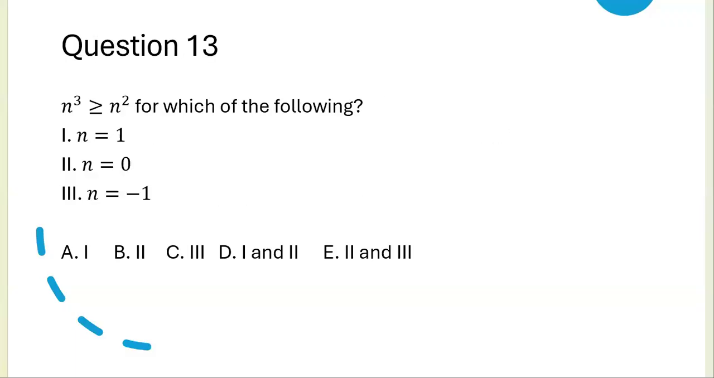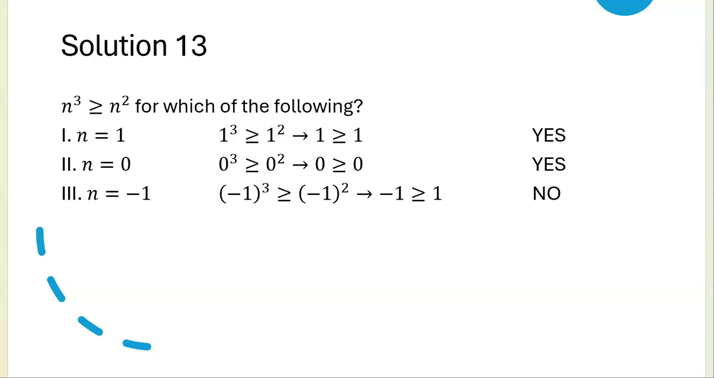13. n cubed greater than or equal to n squared for which of the following? Well, if n is equal to 1, you get 1 is greater than or equal to 1. That's true. 0 is greater than or equal to 0. That's true. And then -1 is greater than or equal to +1. That's not true. So 1 and 2 only.